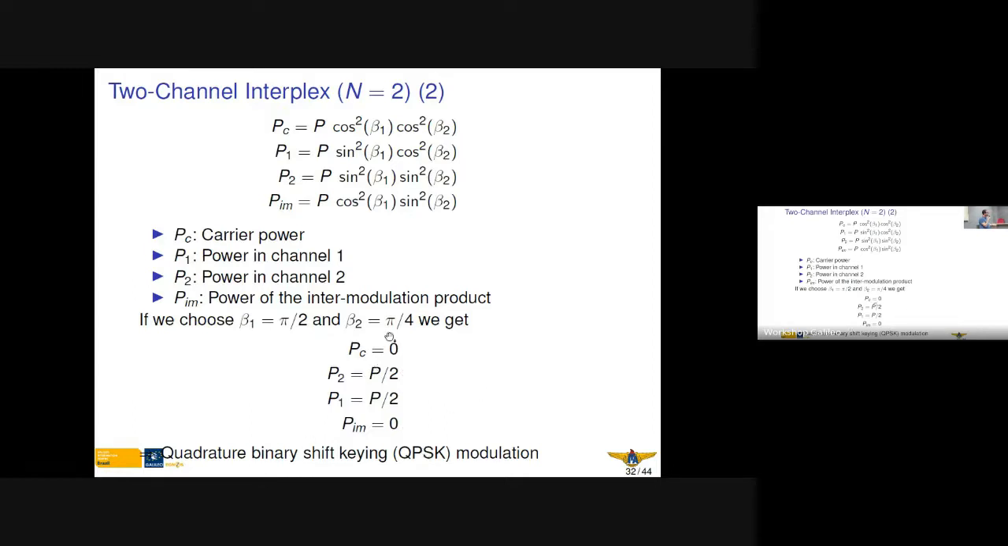But you see that by choosing this beta 2 in a different way, we can also create QPSK signals with non-equal power in P1 and P2.